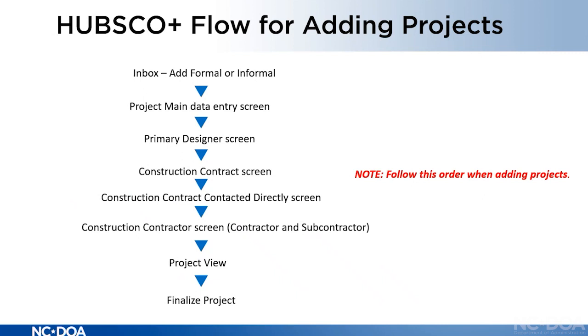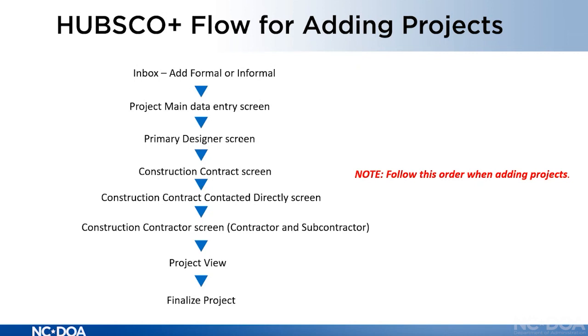So HUBSCO Plus, there's usually a flow for adding projects, and this is what we recommend. You can skip around a little bit, but we think this will work better for you if you do it this way. So first off, you have to add a formal or informal project, and then you have to fill out the project main data entry screen. But then you have the ability to either go directly to the prime designer screen or skip that and go to the construction contractor screen.